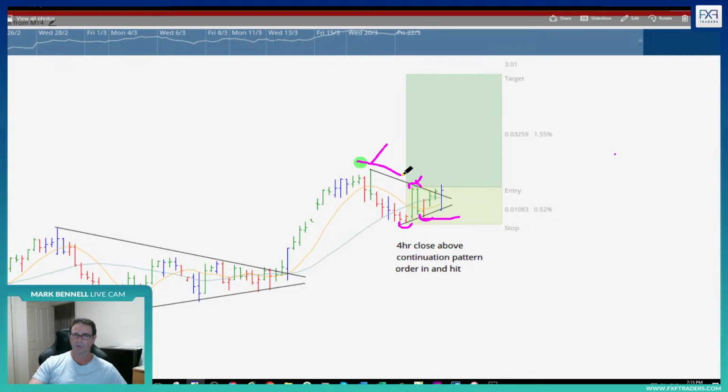Just be careful when you're drawing your pattern lines, folks. Make sure there's actually a swing. Right, a swing lower, a swing high to anchor it off. Okay, it's definitely one there. It's one there because we've got that new low. There's a swing there. Okay, so make sure you do that.